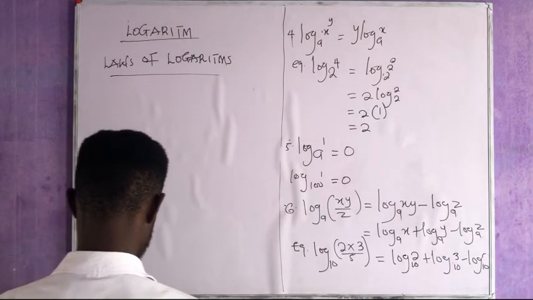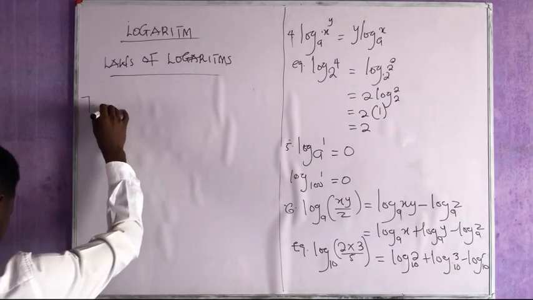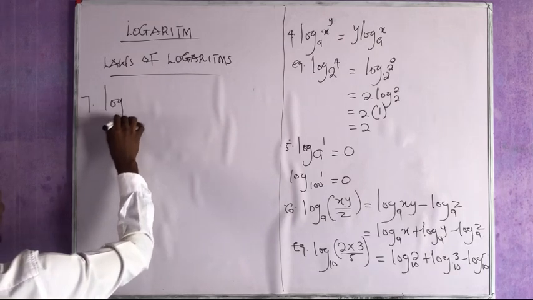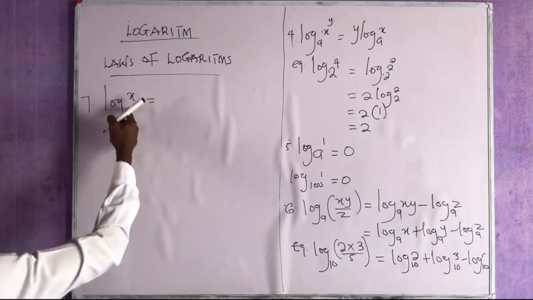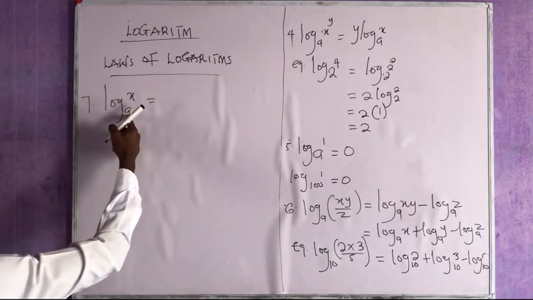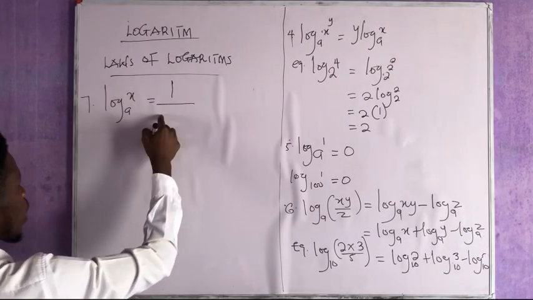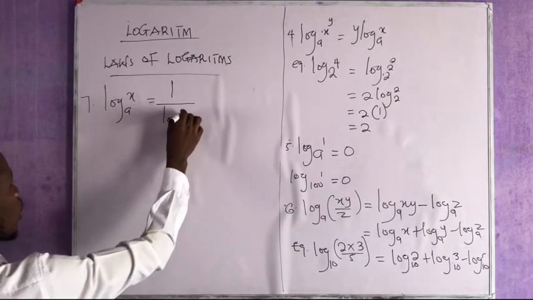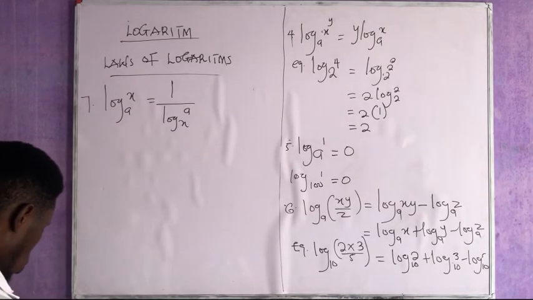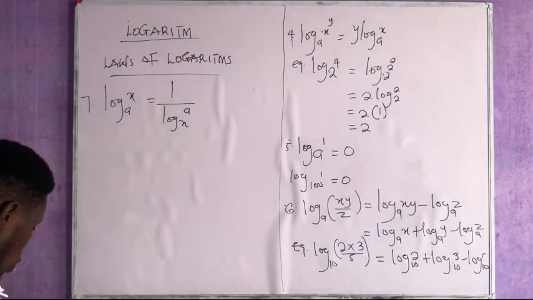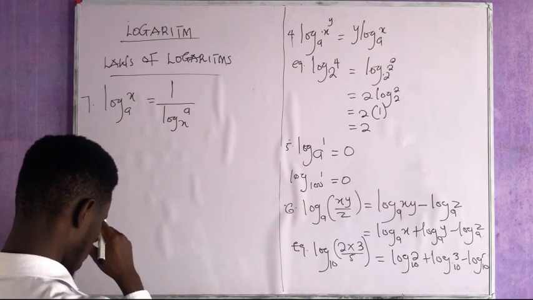Continue. Okay. Rule number 7. If I have log x base a, now if I want to interchange this, let's say I want the a to be the power, the x to become the base, then I have to take the inverse, 1 over log a base x. That is how we write it when you want to interchange the power and that of the base. Take note of that.